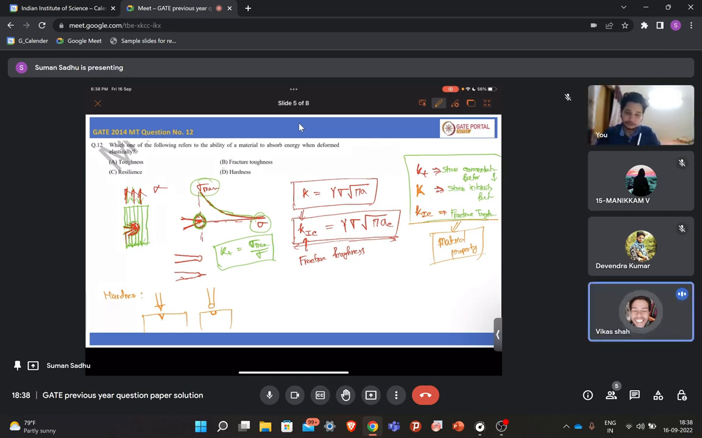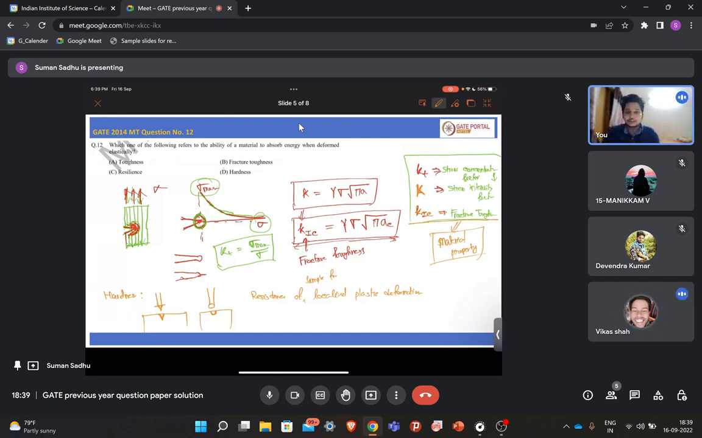Sir, what is the maximum deformation this material can bear? No, not maximum deformation. Hardness is basically the resistance of your sample for the localized plastic deformation. You are not giving maximum load or maximum energy, you are not applying that.